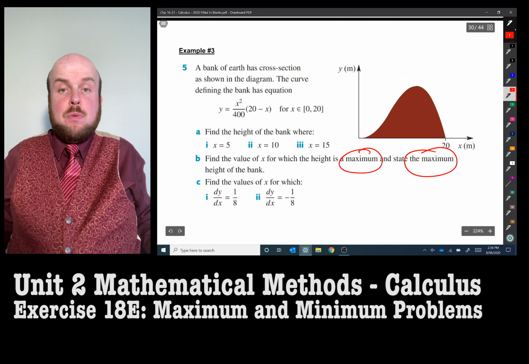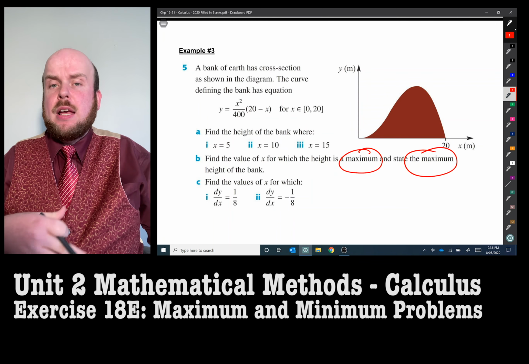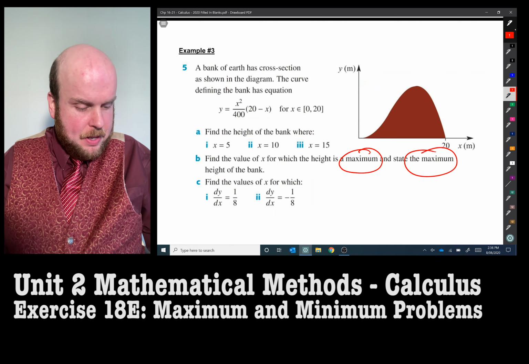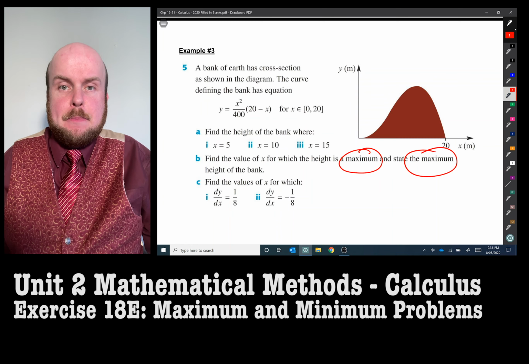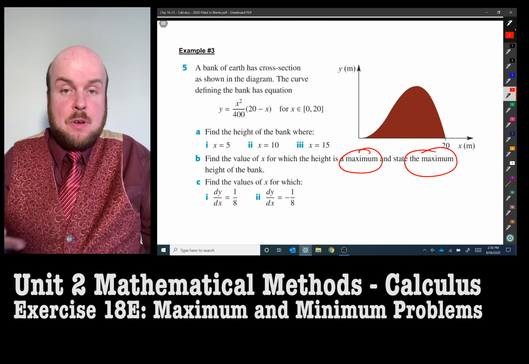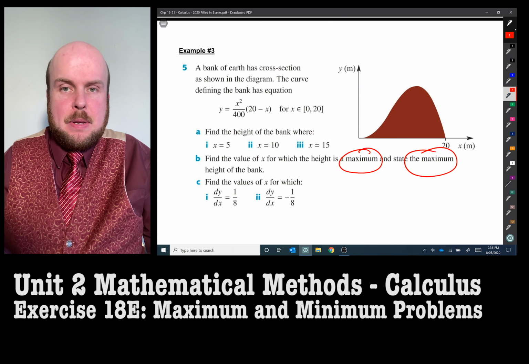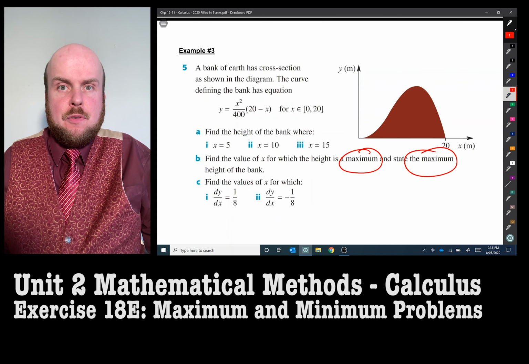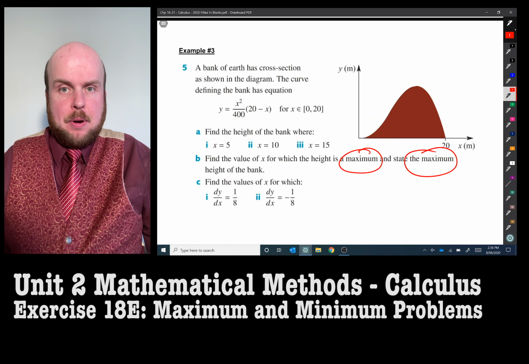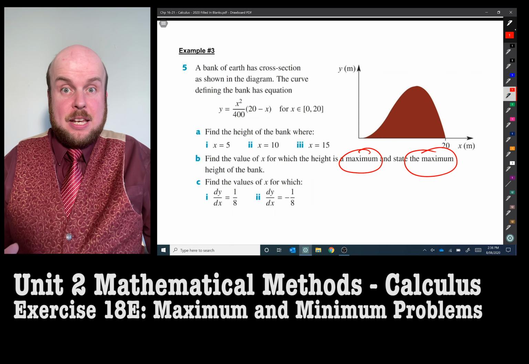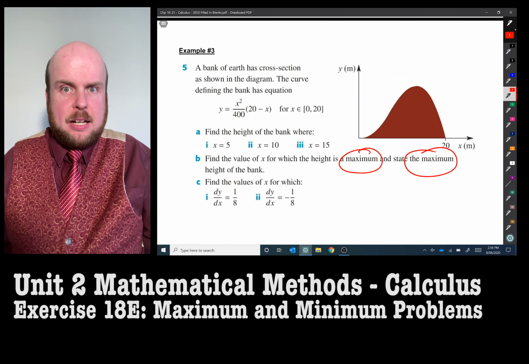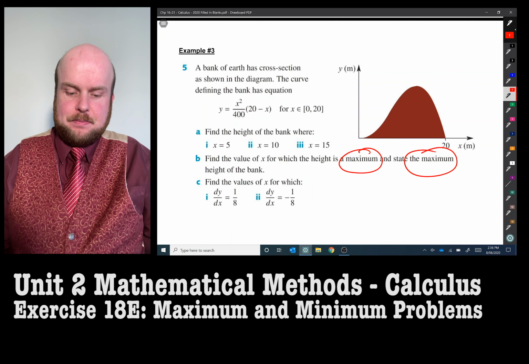As soon as you start seeing the words maximum anywhere, or alternatively minimum, that's going to be solving for the derivative equaling 0. So that's just letting you know, in summary, that's exactly what this exercise is all about.